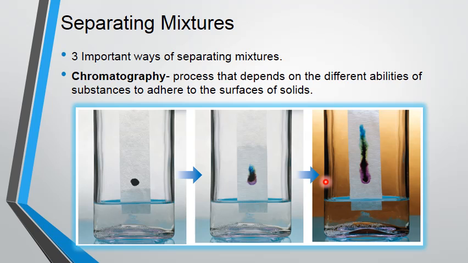Now you could keep going with this. This could separate out into each of the different colors very easily if it was allowed to keep going. And you can actually cut up the filter paper and extract that substance out of it and do all kinds of things. So this is actually one way that they are able to separate substances like this. Pretty cool. All right.